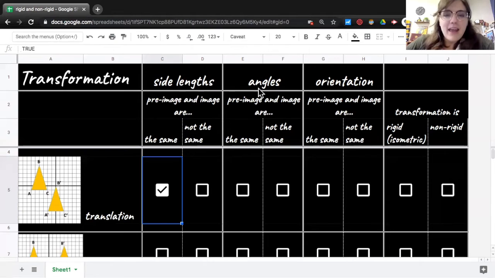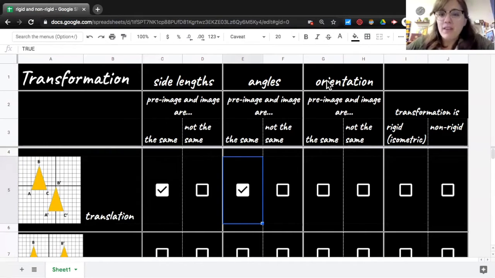All right, now we're looking at angles. Are the angles on the pre-image and the image the same or not the same? So our angles here are angle A and angle A prime. Are they the same or not the same? Absolutely, they are the same.